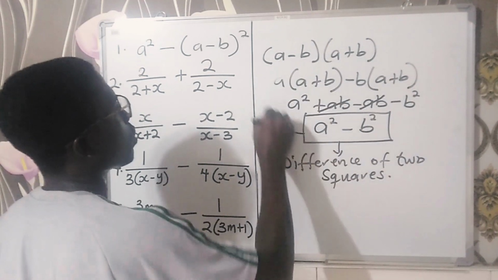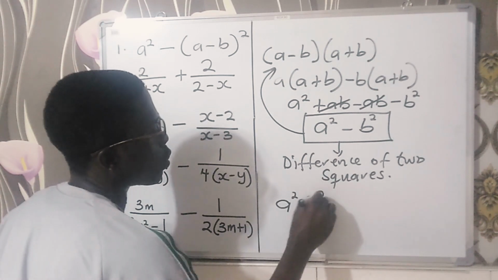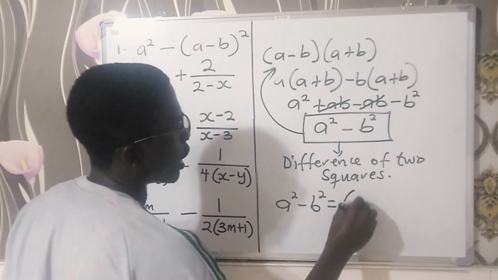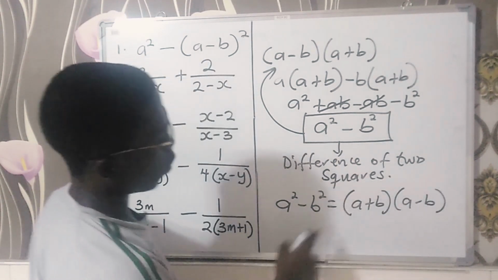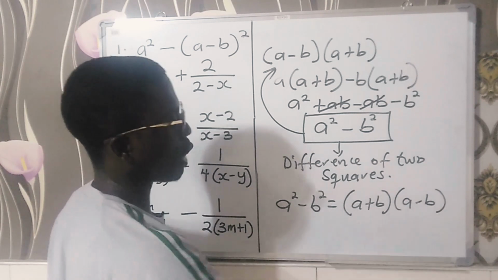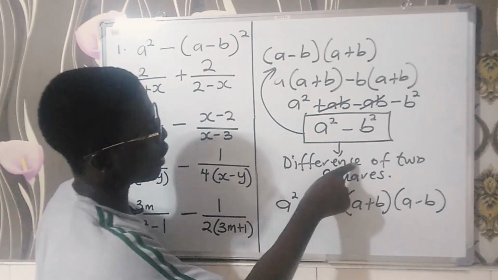on the board. This will result to this. And so if I have a square minus b square, it will then result to a plus b and then a minus b. So one will be addition and then one will be subtraction. That is it for difference of two squares.